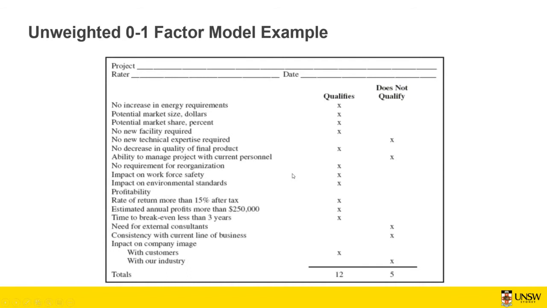This is an example where you can see there are different criteria. For example, no increase in energy requirements, and you see that this project either qualifies or doesn't qualify, and based on that, you get the score. And you can see the total score. There's 12 for these 17 criteria that you can see. And you can do the same for different projects and see which project gets the highest score.